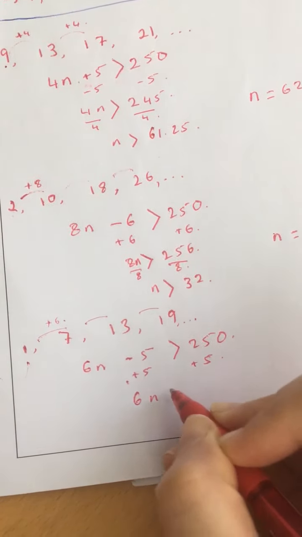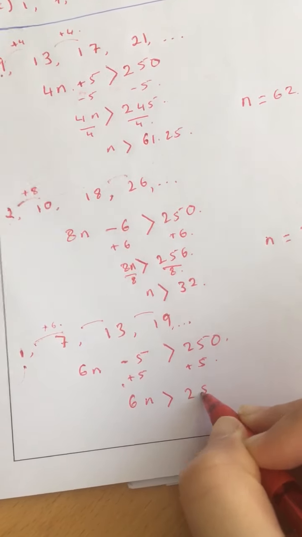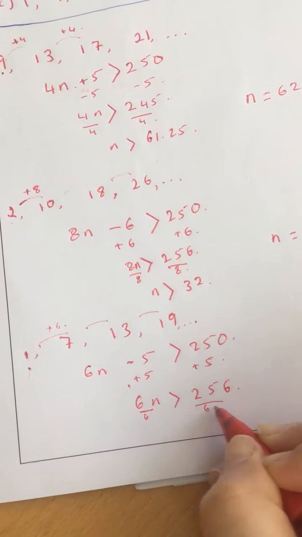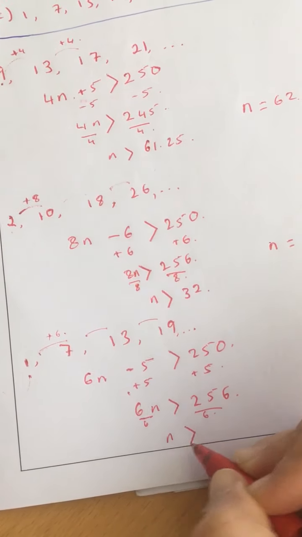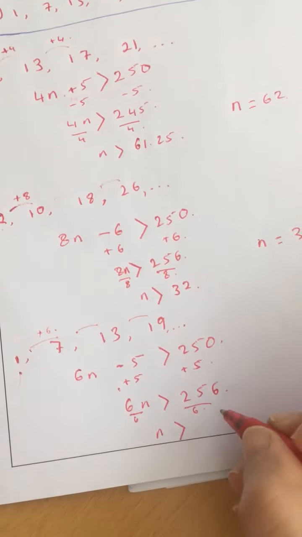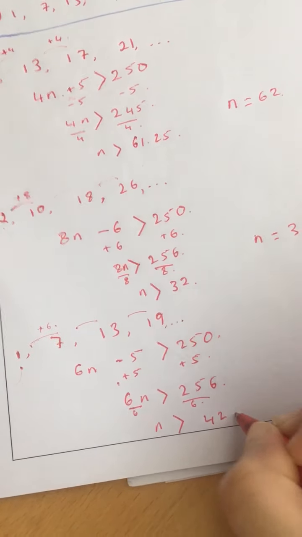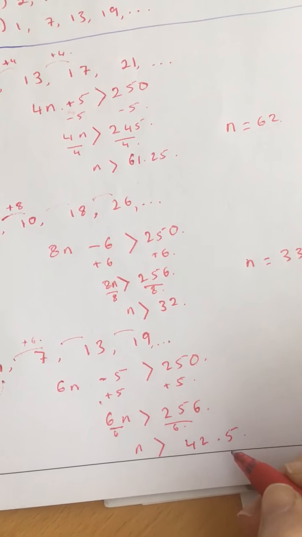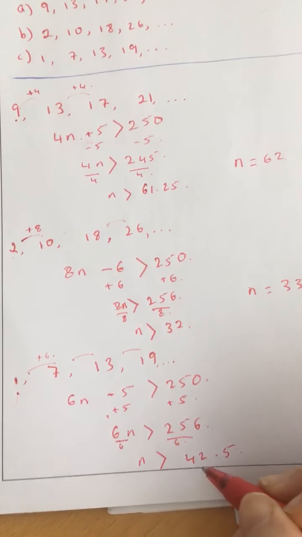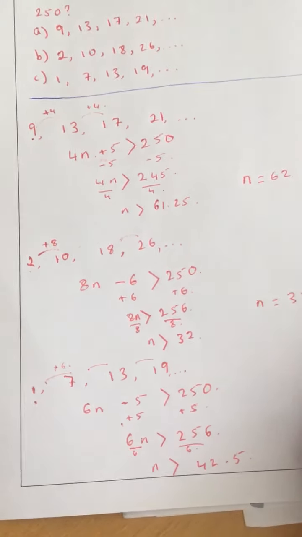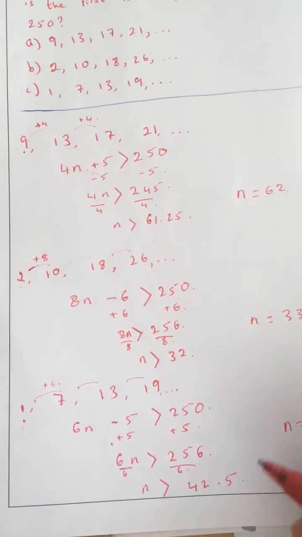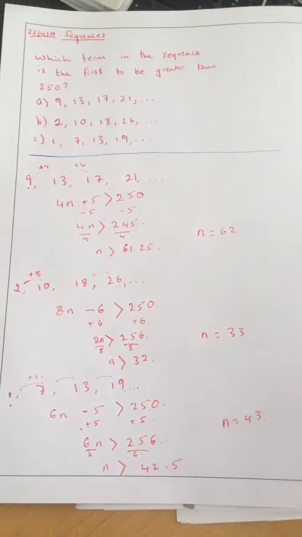That will give me 6n is greater than 256. And then I divide 6 on both sides. So n is greater than 42.5. Again, I can't have 42.5 terms, so it has to be either 42 or 43. It has to be 43 because I want the term that's bigger than 250.